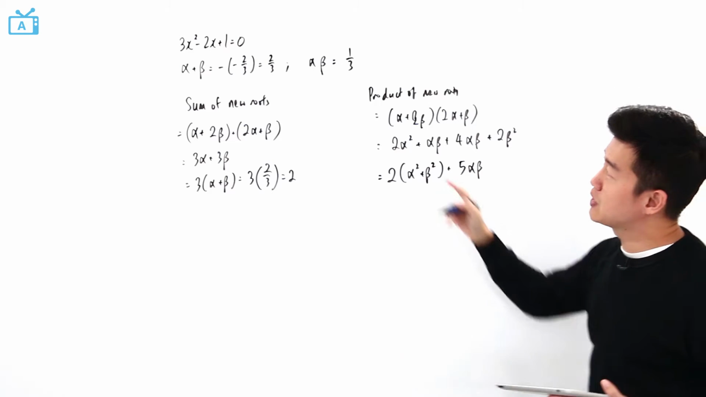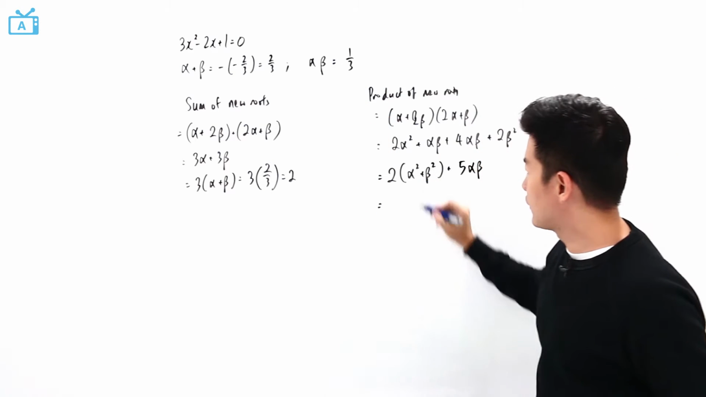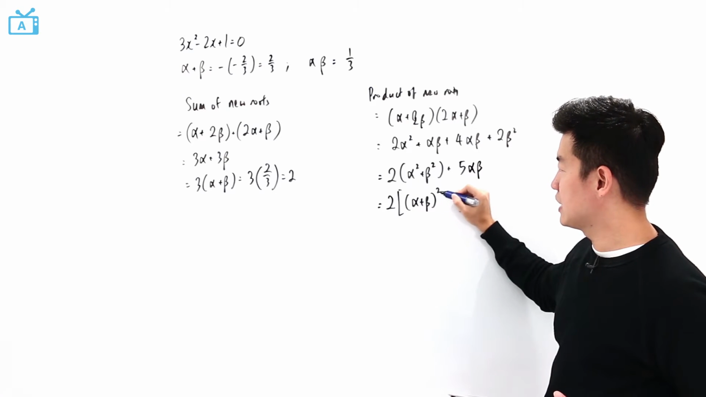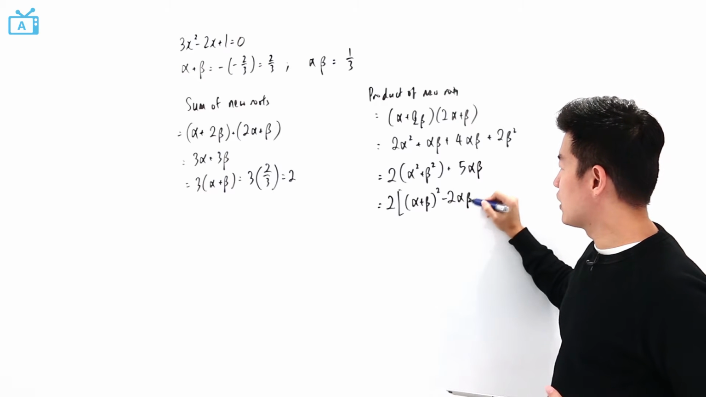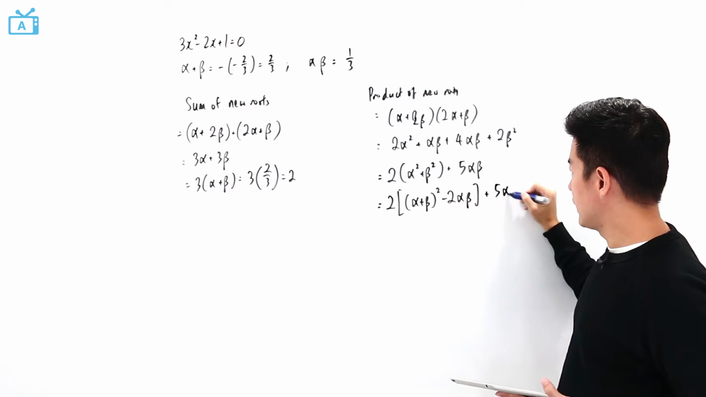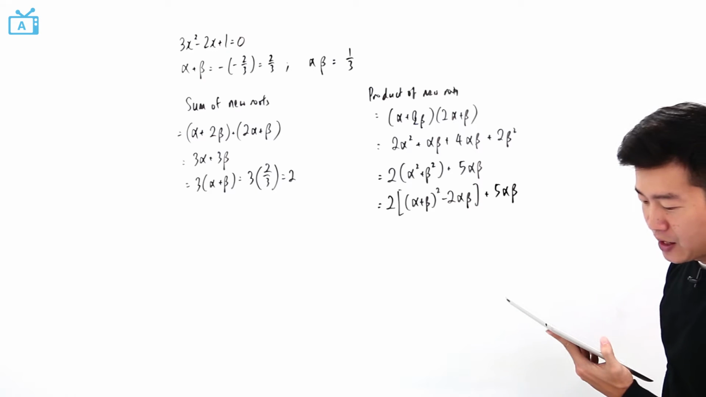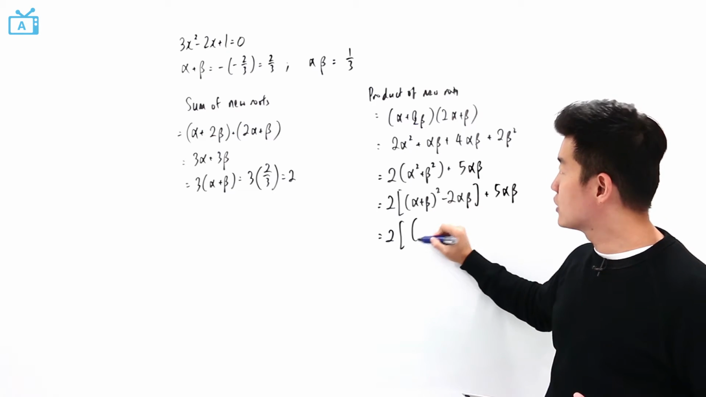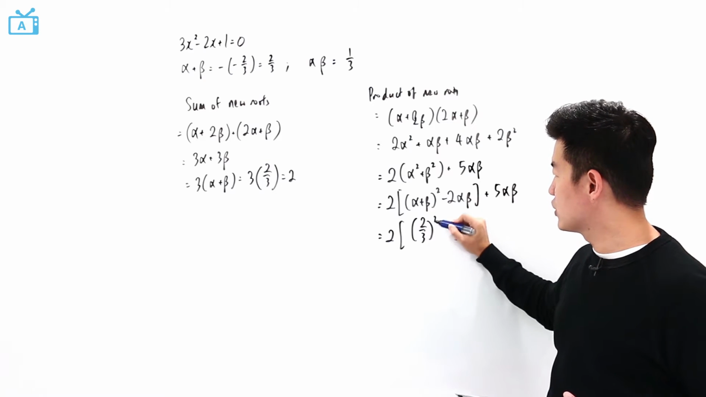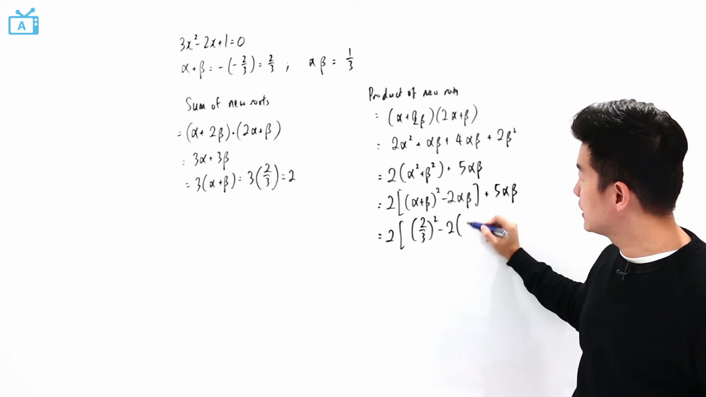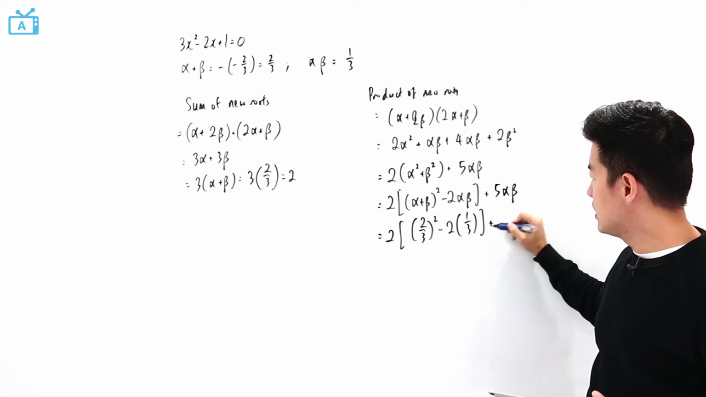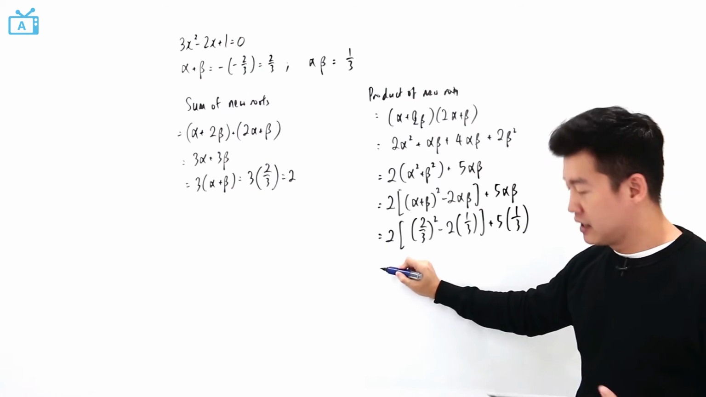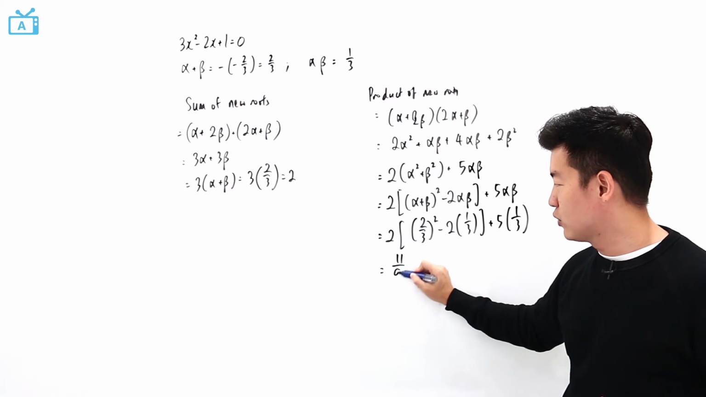Alpha beta is fine because it is just 1 over 3. And as for alpha square plus beta square, let's rewrite it as alpha plus beta square minus 2 alpha beta plus 5 alpha beta. Which means that if I were to sub in the values, 2 multiplied by this is going to be 2 over 3 square minus 2 times of alpha beta, which is 1 over 3, plus 5 times of alpha beta, which is also 1 over 3. This is going to be equal to 11 over 9.